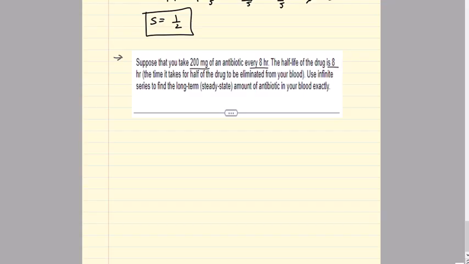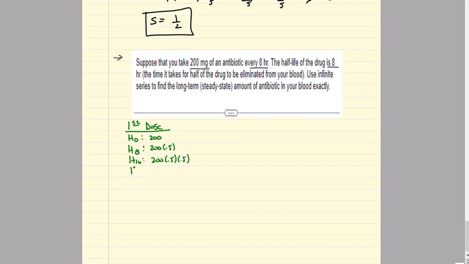So let's think about a couple things here to get started. Let's think about our first dose. So we start out with our first dose, and our first dose is 200 milligrams. So this is at hour 0. So at hour 8, that's when the half-life occurs. I have 200 times 0.5, and that is what's left in 8 hours. And in 16 hours, I have half of what was left at 8 hours.